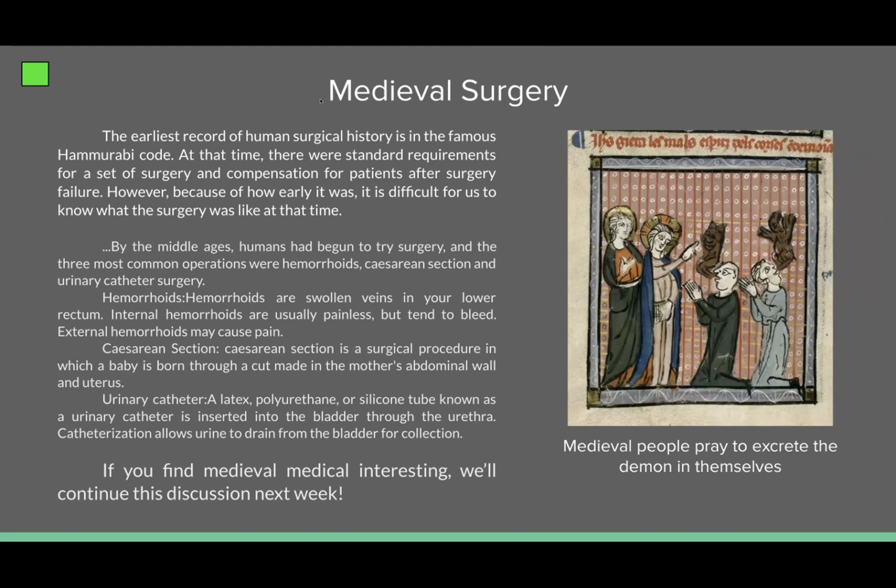So we can see the medieval surgery. The earliest record of human surgical history is in the famous Hammurabi Code, which is kind of the earliest constitution or some sort of law from West Asia. At that time, there were standard requirements for a set of surgeries and compensation for patients after surgery failure. However, because of how early it was, it's difficult for us to know what the surgery was like at that time in detail. By the Middle Ages, humans had begun to try surgery, and the three most common operations were hemorrhoids, cesarean section, and urinary catheter surgery.